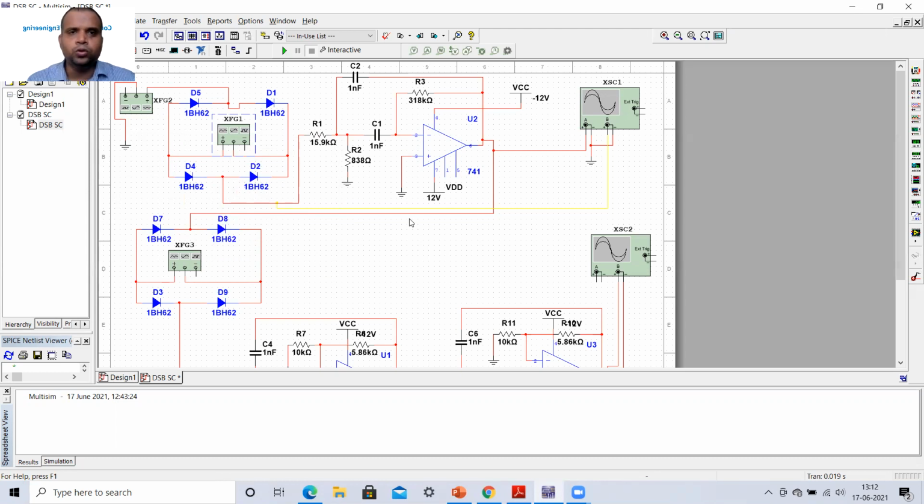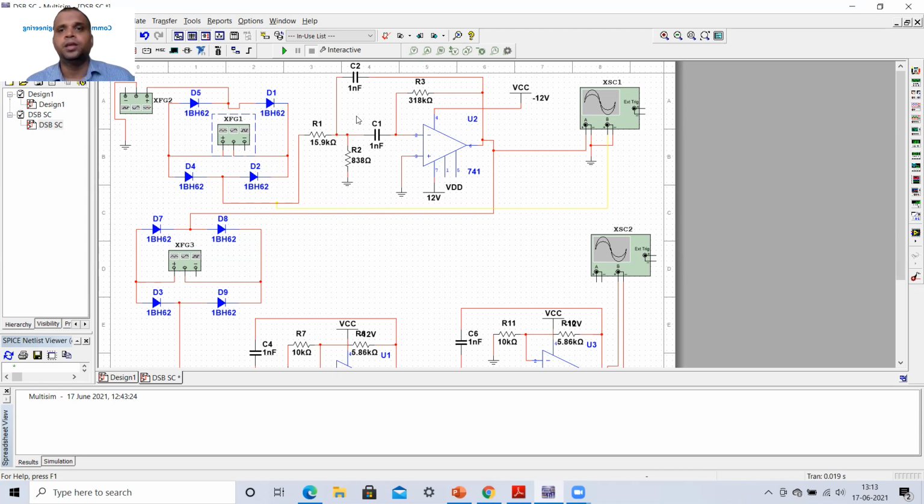Please go through my previous lectures. If you don't know how to design the filter, I have already explained in my previous lectures how to design the appropriate band pass filter, and how to get these resistance values and the capacitance values. Those who haven't watched it, please go to those video lectures for even more clarification of this particular circuit.